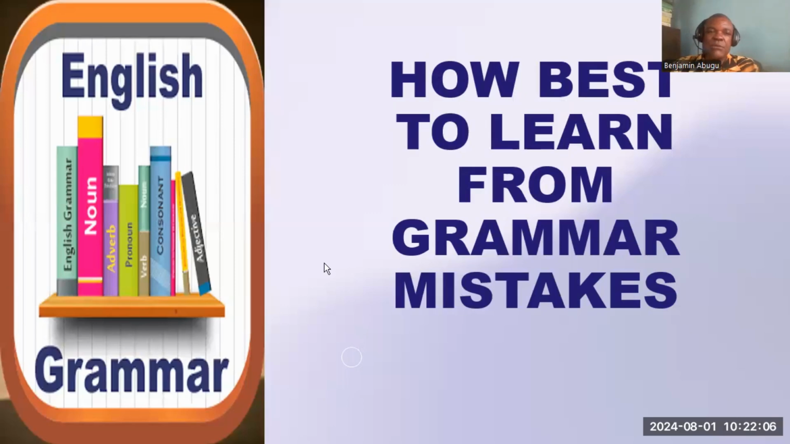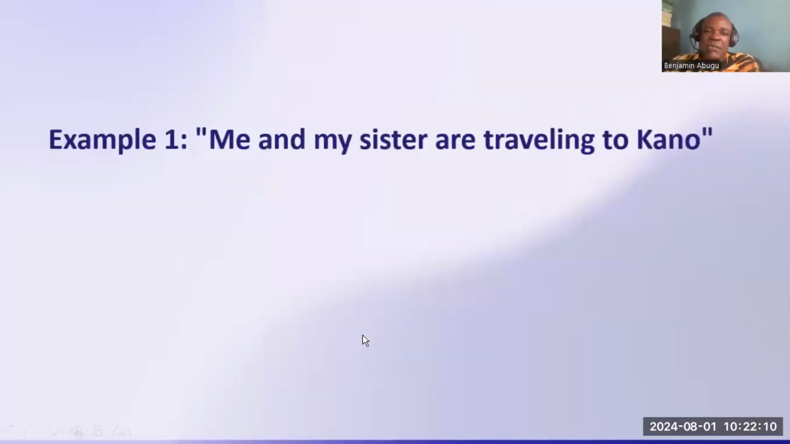So let's now begin to look at these various examples. Let's begin with example 1. Me and my sister are traveling to Kano. I want you to look at this expression and see if you can correct it by yourself. What do you think is wrong with this grammatical expression? Me and my sister are traveling to Kano.